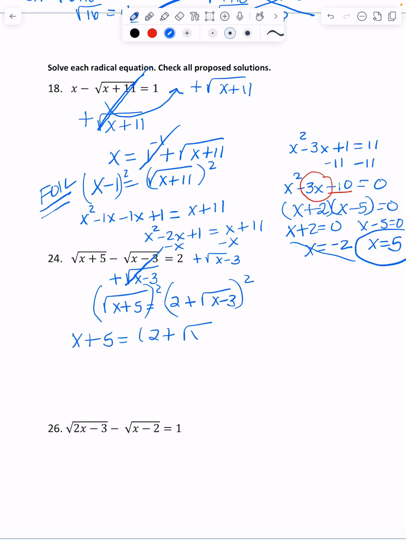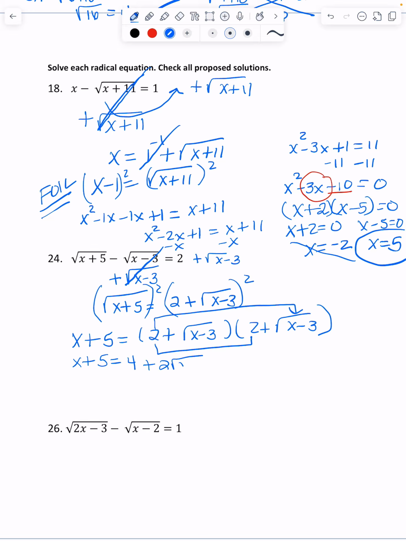This is a binomial that I have to multiply, so I'm going to have to do the full method on this one. Looks like I'm going to run out of room here too. So if I multiply my first terms together, 2 times 2 is 4. When I take a number and multiply by a square root, we just put that together. So that's plus 2 square root of x minus 3. That's my outside terms. When I move to my inside terms, again, I have 2 times this square root, so I'm just going to put those together.